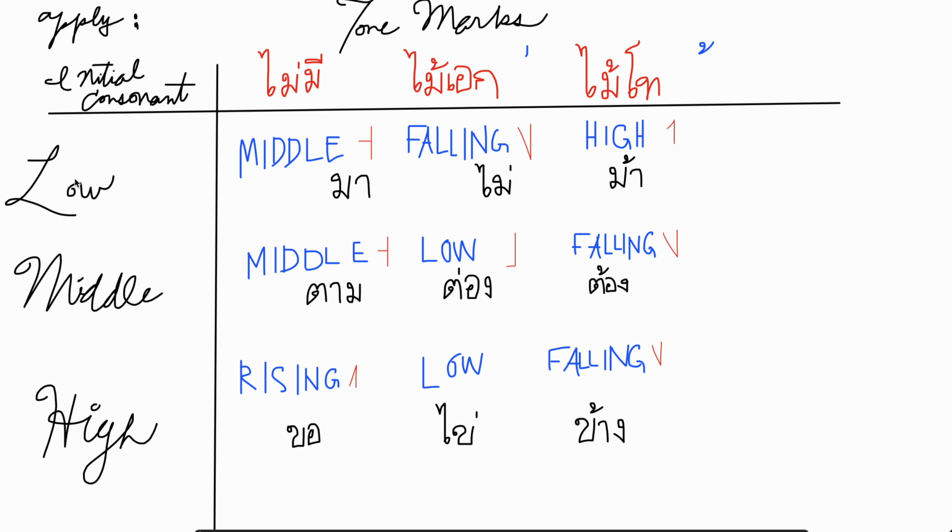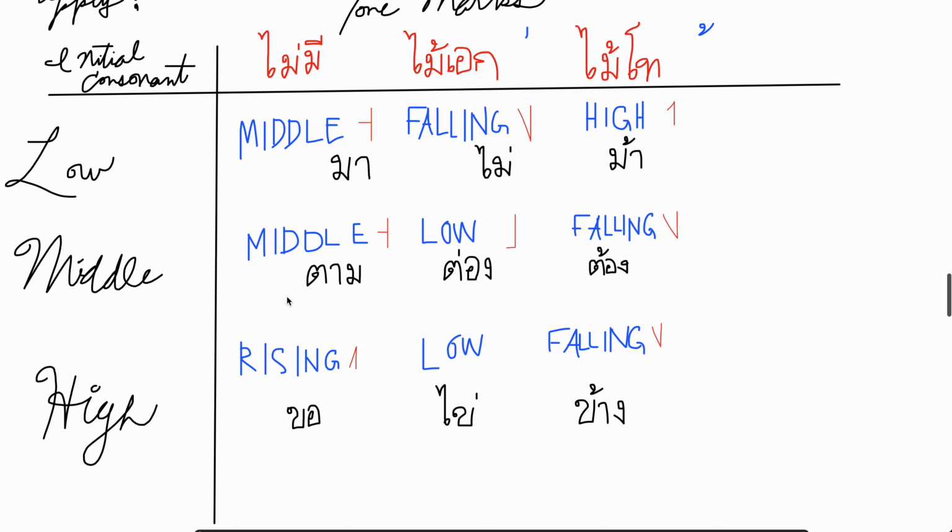And then if it's middle and it has that tone mark, it's low. This one's falling, this one's low, and this one's low. You get it? And then of course we're going to pronounce these words together. So middle, ma. Same thing for middle. If it's a middle, dam. Right? And there's no tone mark, and then there's high, and it's rising.